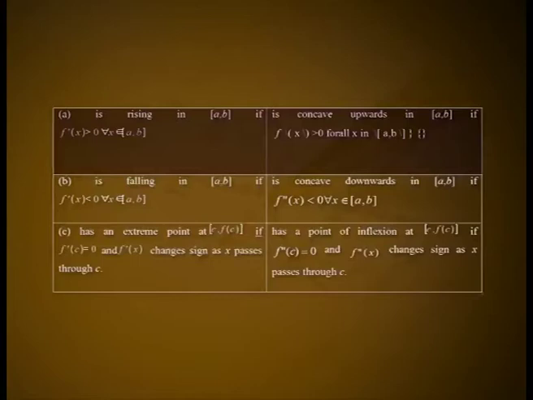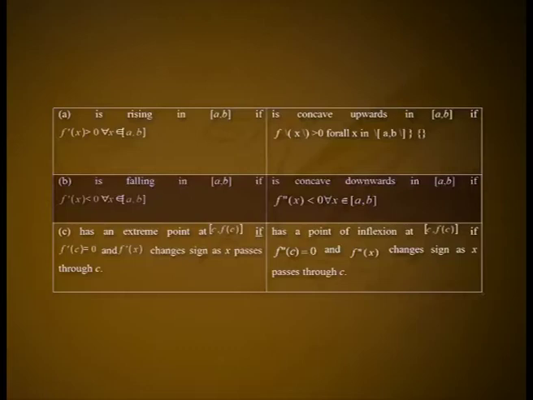Thus, the curve y is equal to f of x: A, is rising in the closed interval a b if f dash of x is greater than 0 for all x belongs to the closed interval a b. It is concave upwards in the closed interval a b if f double dash of x is greater than 0 for all x belongs to the closed interval a b. B, is falling in the closed interval a b if f dash of x is less than 0 for all x belongs to the closed interval a b, and is concave downwards in the closed interval a b if f double dash of x is less than 0 for all x belongs to the closed interval a b.